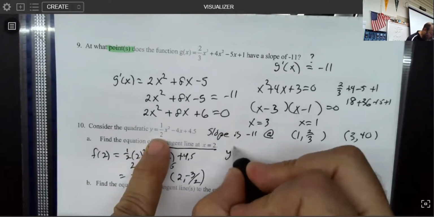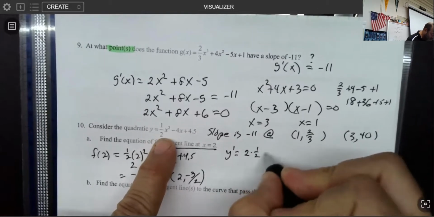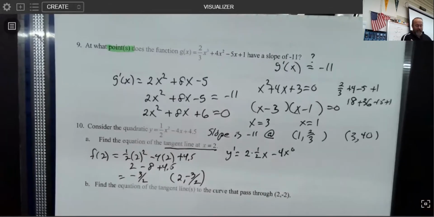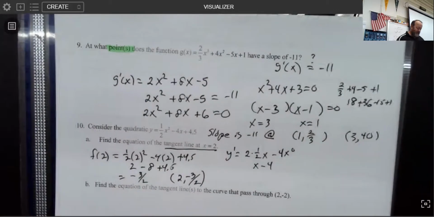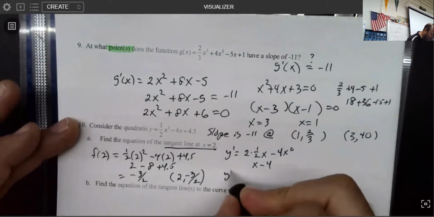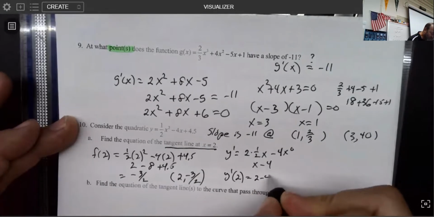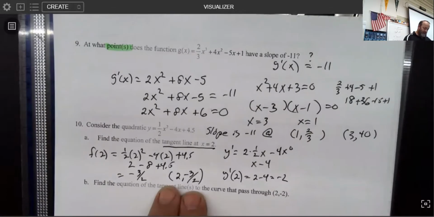If we consider y prime, which would be 2 times 1/2 x to the first minus 4, x to the 0. Again, I'm just saying power rule in a more formal way. So if I wanted to say what is the slope at the number 2, I would just have 2 minus 4, which is -2. So it appears that the equation of that tangent line would have a slope of -2 going through that point.